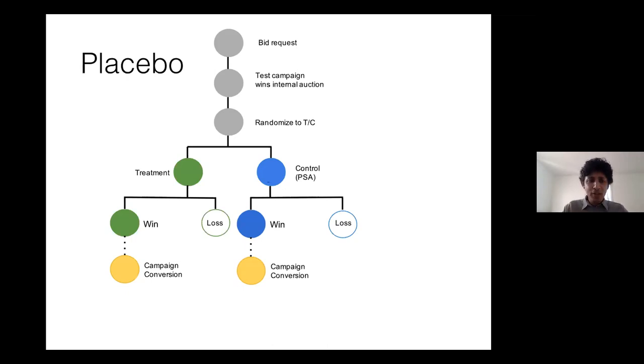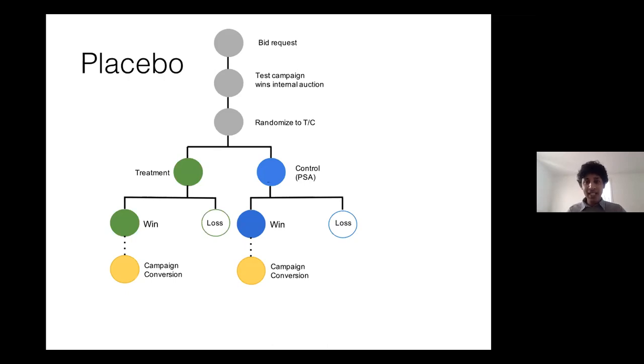And so we count the number of conversions signified by this yellow spot and divide them by the number of impressions, or divide them by the number of people who actually saw the ad, signified by the green dot with win on it. And we have a conversion ratio, right?